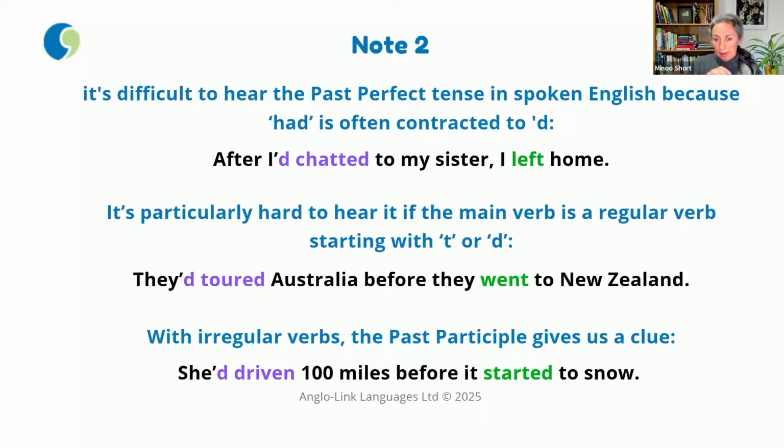Now, of course, with irregular verbs, the past participle that comes after the apostrophe D gives it away, gives us a clue. For example, she'd driven. I really can't say she'd driven. I would say she'd driven, but because I'm saying driven, not drove, we know it's the past perfect, not the past simple. So she'd driven 100 miles before it started to snow. So that's an important thing to remember, because I often get the question, but I don't hear the past perfect tense used that much. I don't think people use it. They do, but you can't hear it.